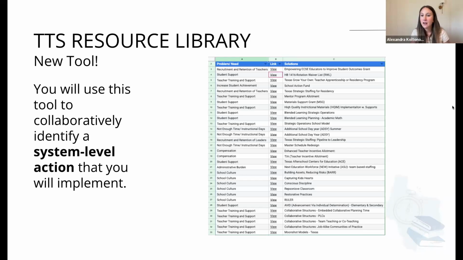I am going to pass it over to either LaTanya or Sarah now to walk you through the resource library. Your homework as a team is for each of you to individually go through this, but we just want to introduce you to the tool right now.